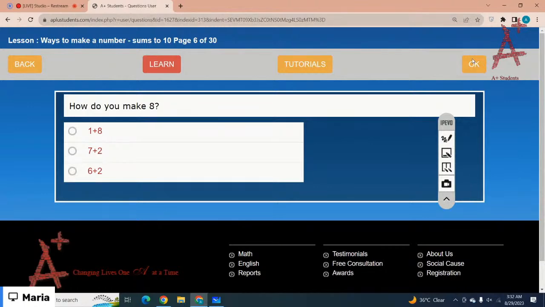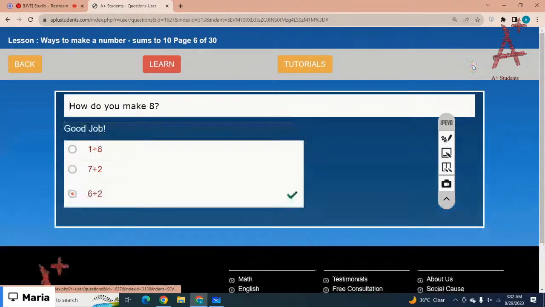How do you make 8? Which is the correct option? You have to select the one that makes 8. The correct option is 6 plus 2 makes 8.